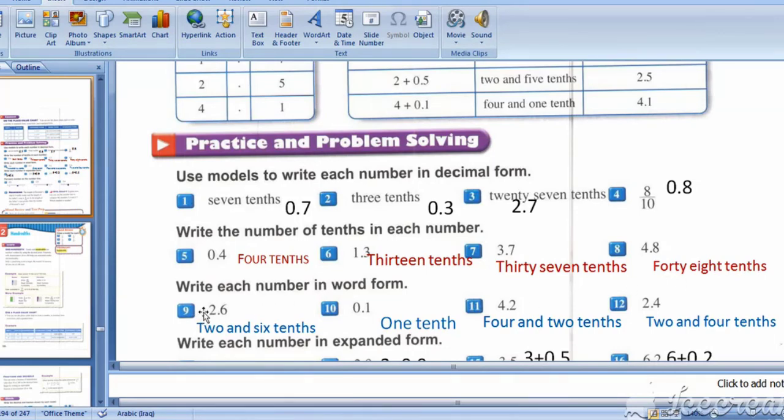And from number 9 till 12 we write all of them. 2.6, write 2 and 6 tenths, and 0.1, write 1 tenth, and 4.2, write 4 and 2 tenths. 2.4, write 2 and 4 tenths.